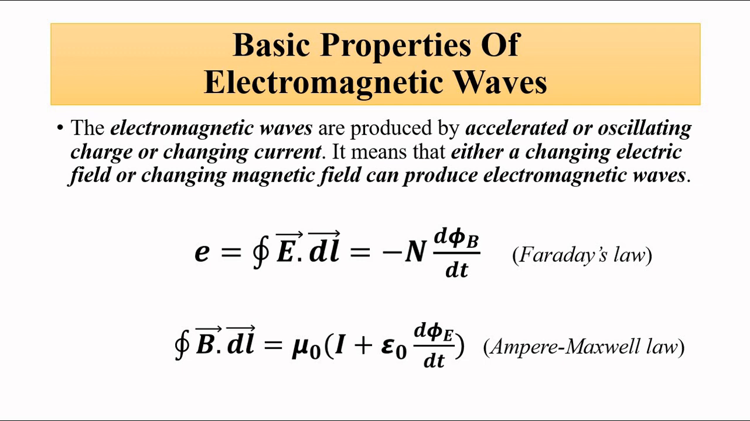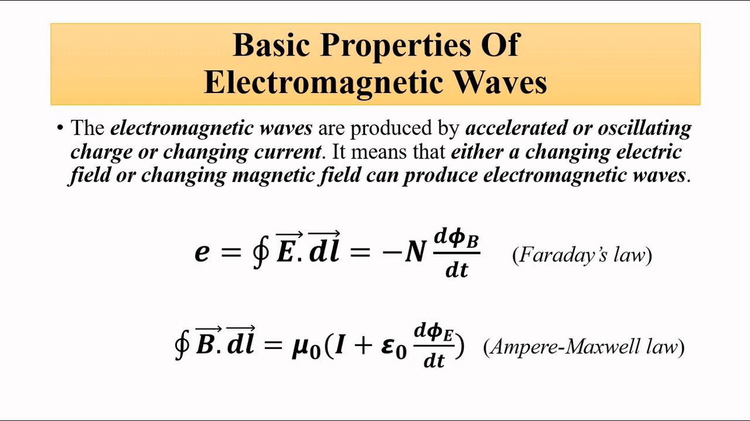So either a change in electric field through accelerated oscillating charges, or a change in magnetic field, magnetic flux, due to changing current, that can produce electromagnetic waves, because a change in one parameter affects the other. A change in magnetic field will cause a change in electric field. A change in electric field will cause a change in magnetic field. Why? Because each one is related to the other.